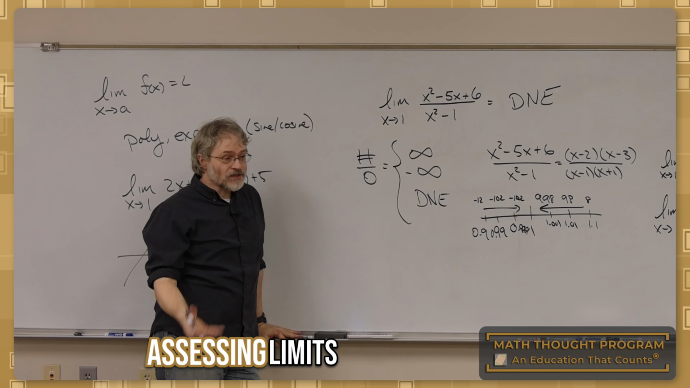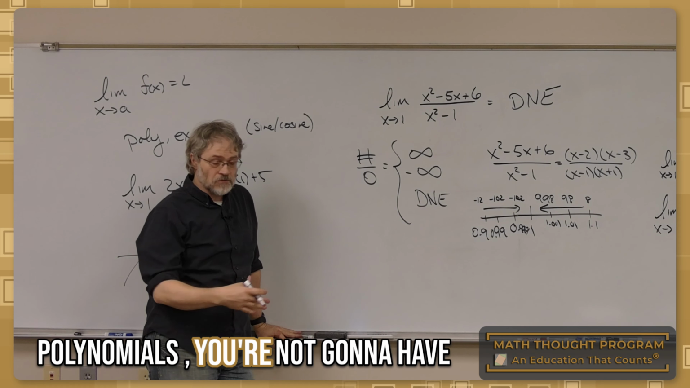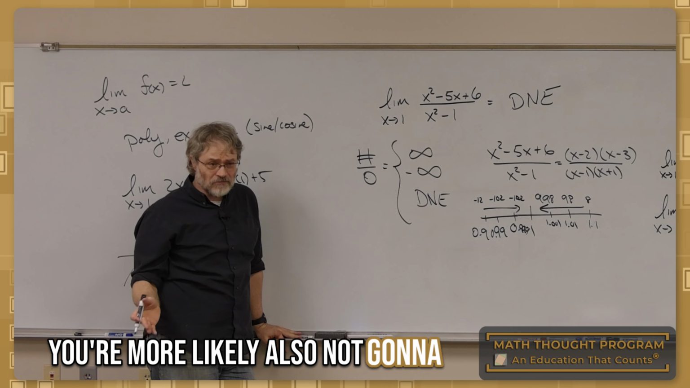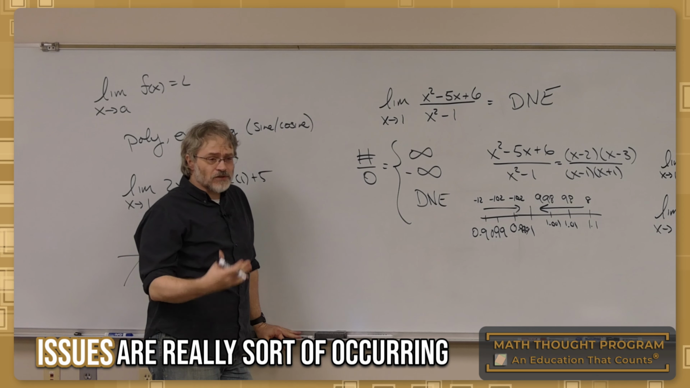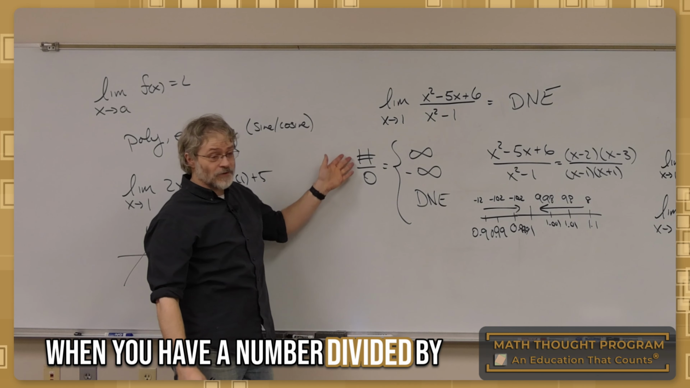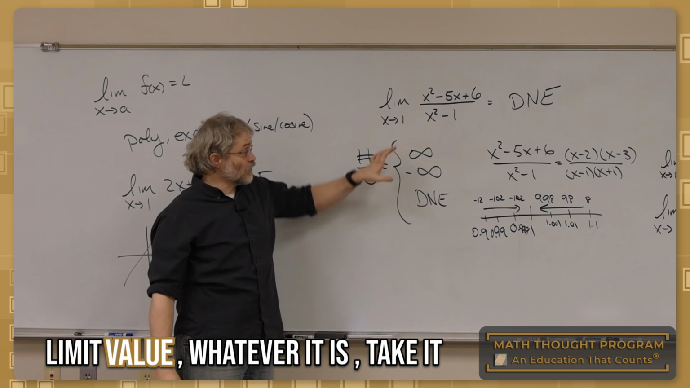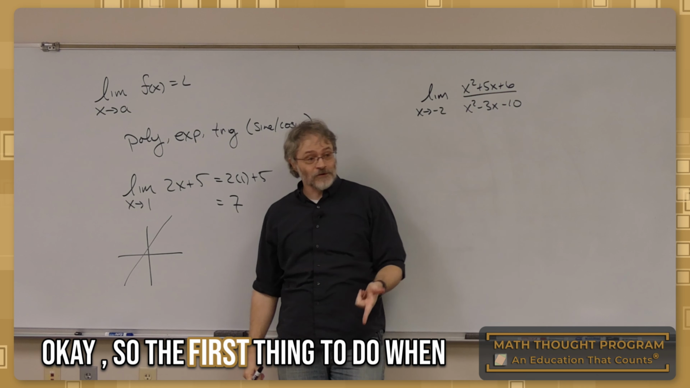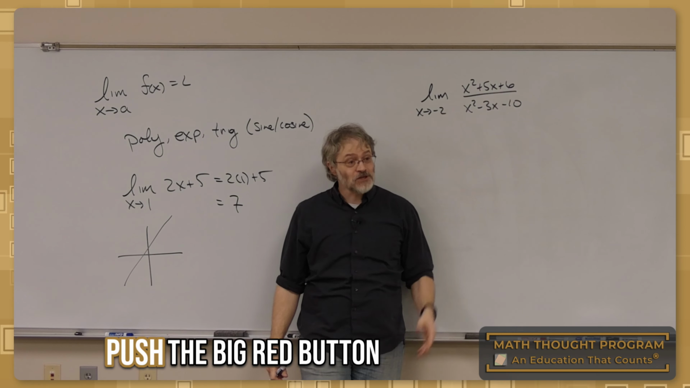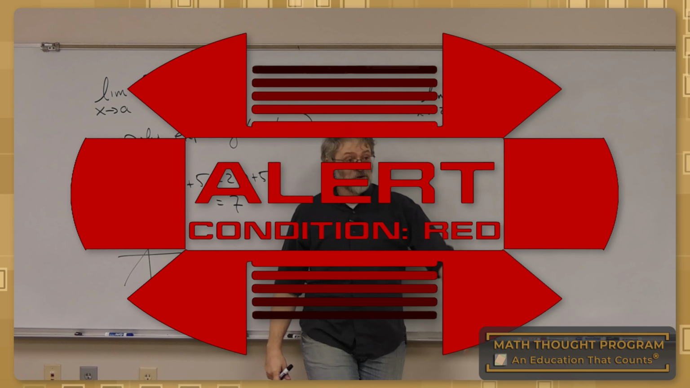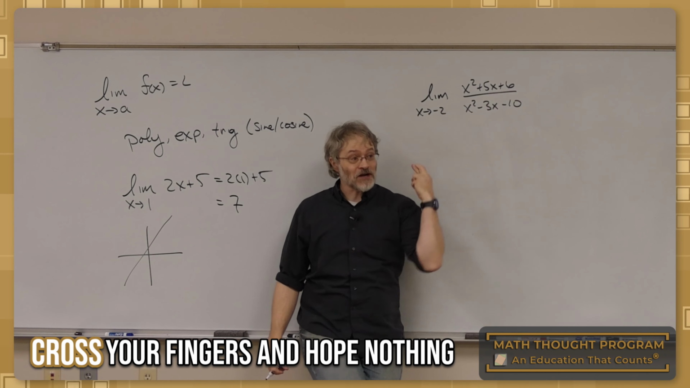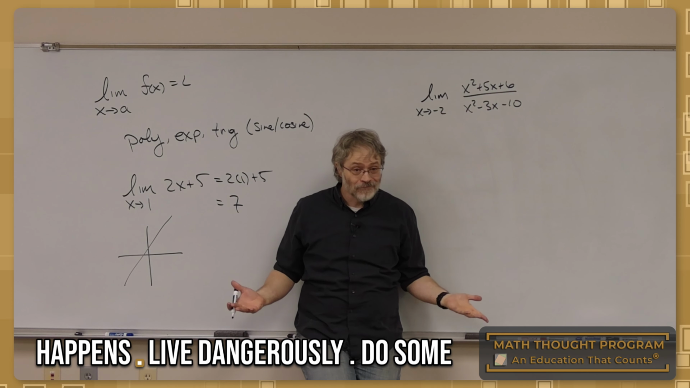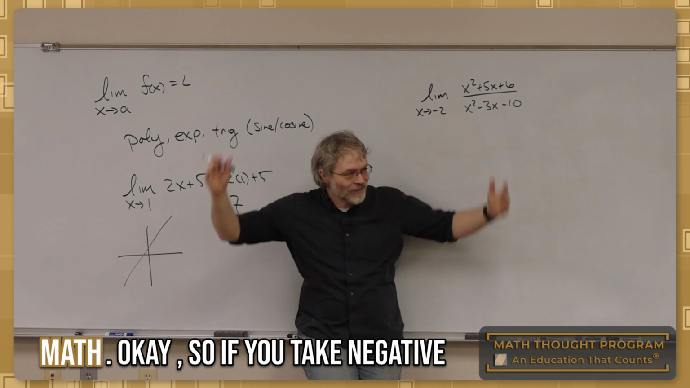Okay, so again, when you're assessing limits, polynomials, you're not going to have an issue with. Exponentials, you're more likely also not going to have much of an issue with. The issues really start occurring when you have a number divided by 0, if you were to just take that limit value, whatever it is, and plug it in. So the first thing to do when you look at a limit, push the big red button, cross your fingers, and hope nothing implodes. Just plug it in. See what happens. Live dangerously. Do some math.